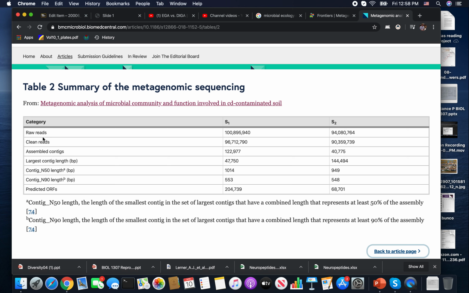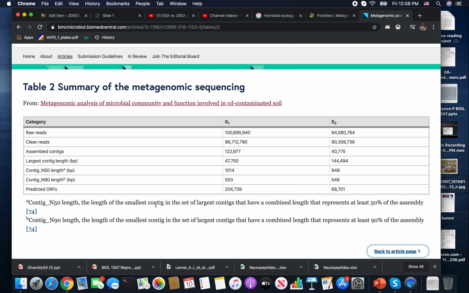So the raw reads, this is how many sequences you can get in a single run that just costs a couple of thousand dollars. That is 100 million sequences. Fantastic. And it looks like they might have done this twice, and they got 100 million the first time and 94 million the second time. Oh well, yeah, slight drop off.